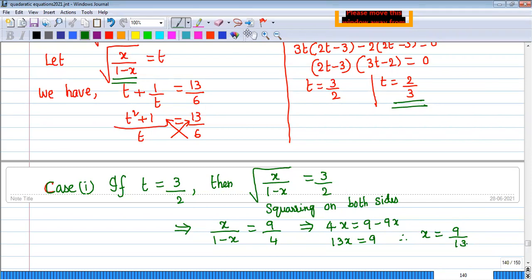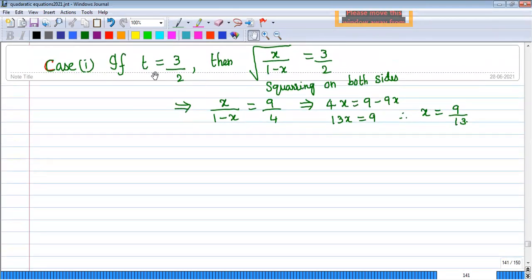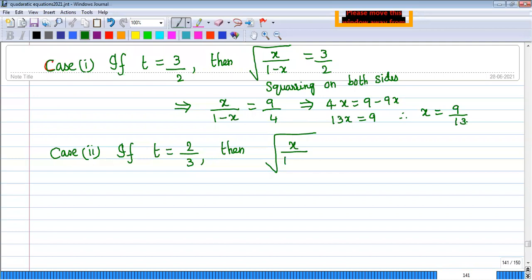What is case 2? T is equal to, what shall we take? 2 by 3, or 2 upon 3, whatever you can say, no problem. Case 2. If t equals 2 upon 3, then root over x upon 1 minus x equals 2 upon 3. Squaring on both sides. But even in MCQs, you can write this symbol as a shortcut. But as far as board examination is concerned, don't write this SMS language. Use squaring on both sides only.